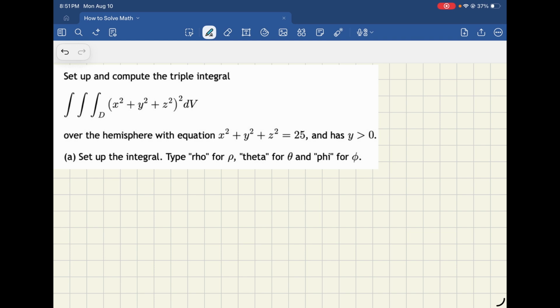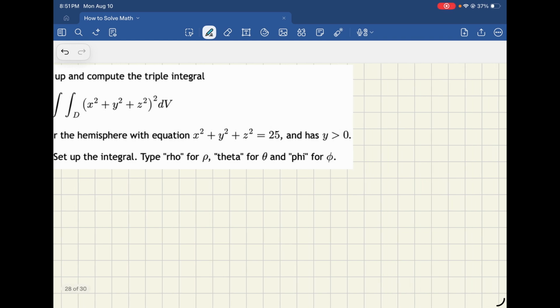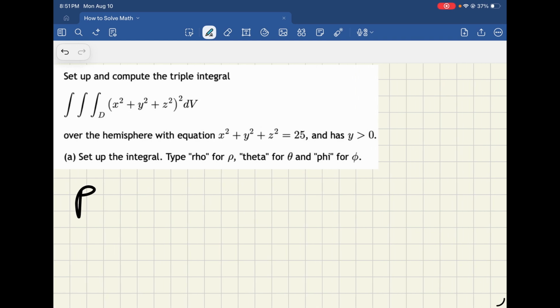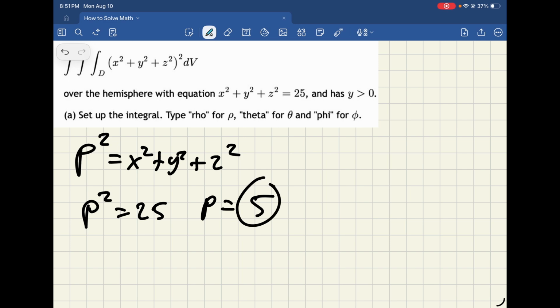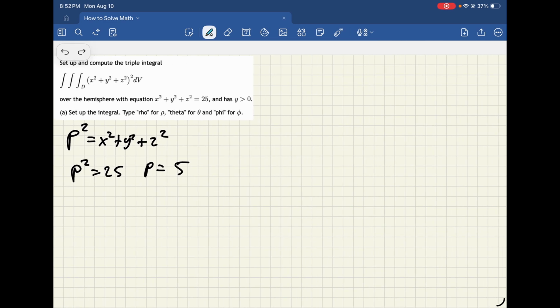So first thing we need to recognize is that rho squared is equal to x squared plus y squared plus z squared. And here, rho squared is equal to 25, which means that rho is equal to 5. This is because rho is the distance between the origin point and this number 5. Now that we know rho, let's find the boundaries for theta and phi.